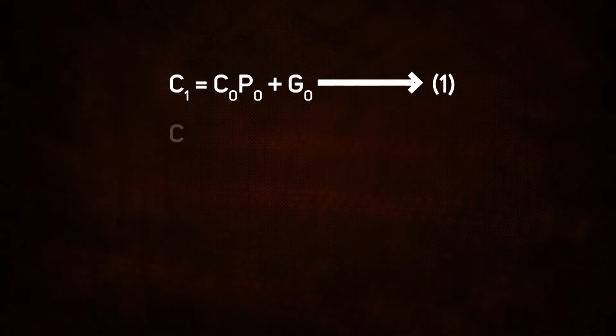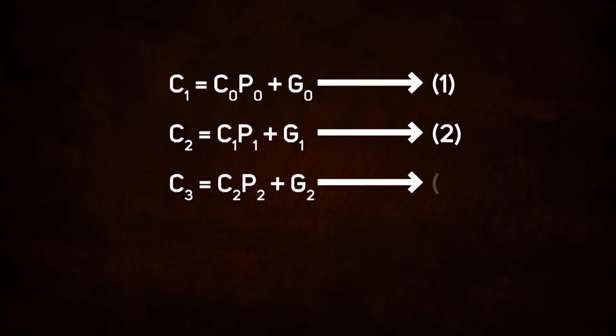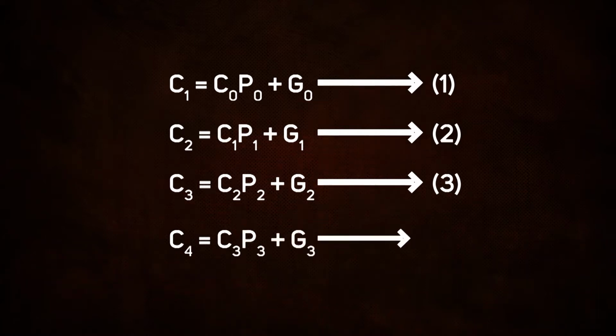Based on this, we can write expressions for Cout of each full adder. C1 is equal to C0 P0 plus G0, let it be equation 1. C2 equal to C1 P1 plus G1, let it be equation 2. Then C3 equal to C2 P2 plus G2, let it be equation 3, and C4 is equal to C3 P3 plus G3, let it be equation 4. Here, as you know, C0 is the initial input carry and C1, C2, C3 are intermediate carry bits and C4 is the final carry out.